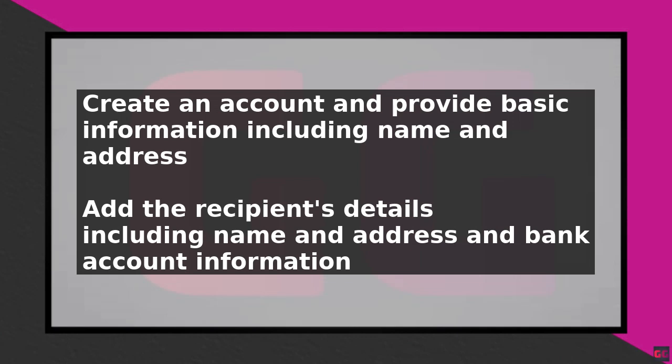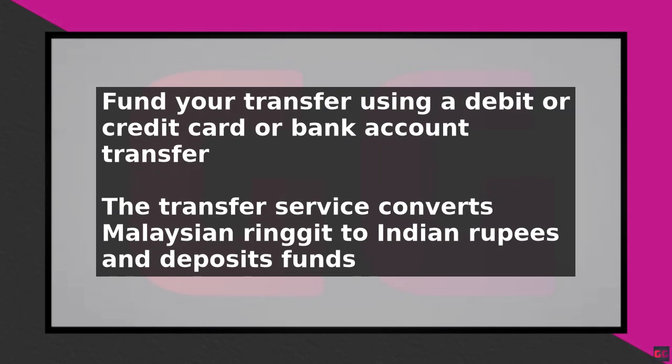The next step is to fund your transfer. You can do this using a debit or credit card, or by transferring money from your bank account. The transfer service will then convert your Malaysian ringgit to Indian rupees and deposit the funds into the recipient's bank account. To ensure a smooth transfer, make sure you have all the necessary documents and information ready.